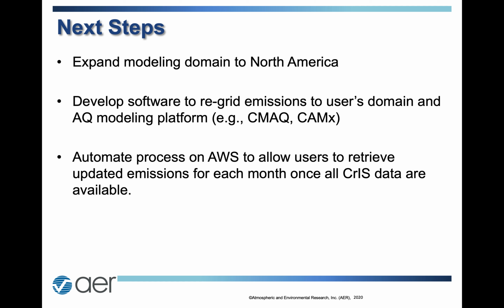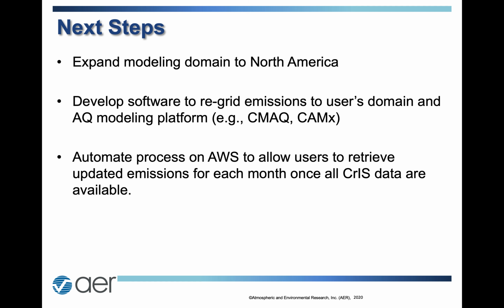And then of course we want to develop the software for the regridding so that when you download it, you have an option to regrid it to the model of your choice and for your domain and time period. And then ultimately, the final step is just to make sure that the automated process on AWS is working as expected and it's efficient and fast so that it allows you all to get the data you need when you need it.